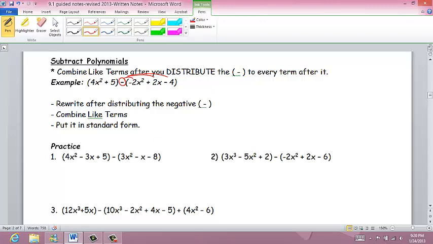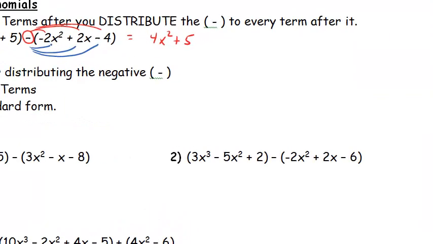So looking at this first example, do I have to distribute anything to the first set of parentheses? No. So I basically drop the parentheses and rewrite it. Now, the second set of parentheses, I have to go and distribute this negative, which means all of these signs are going to change. A negative times negative is going to be a positive 2x squared, so I add the 2x squared. Negative times a positive 2x is going to be minus 2x. And a negative times negative 4 is a positive 4.